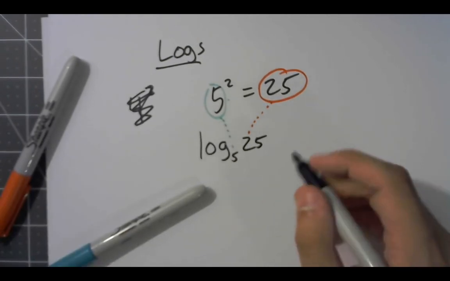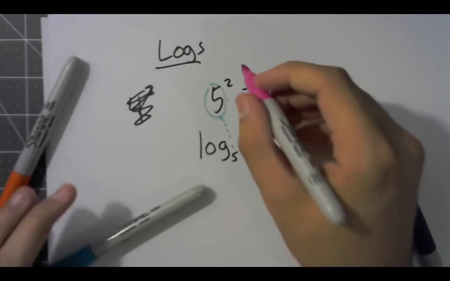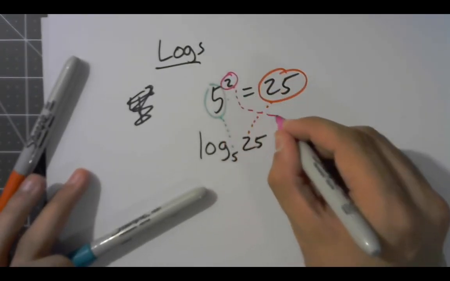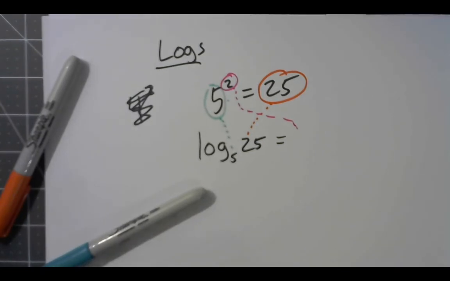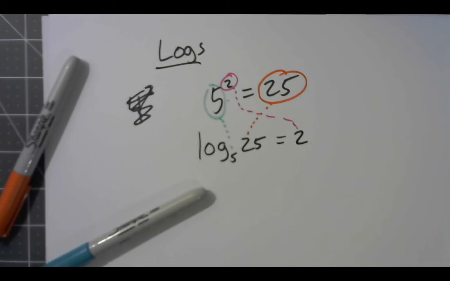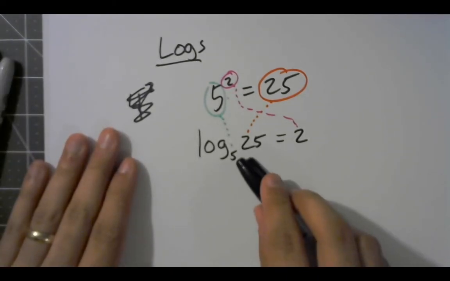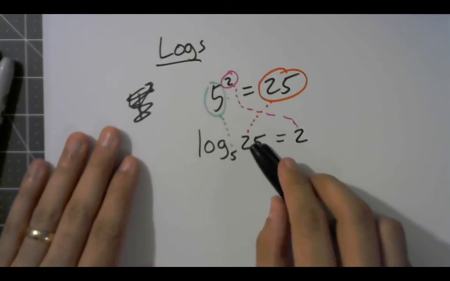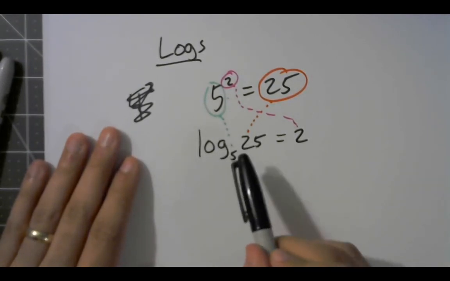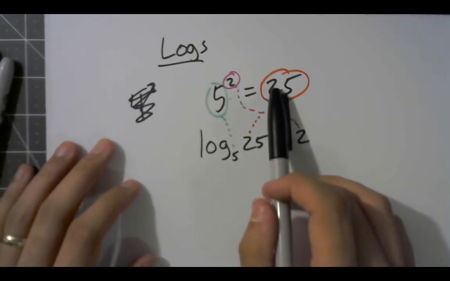5 to what power gives me 25? Well, the answer to that, the power that takes 5 and gets me 25 is 2. So I have log 5 of 25 equals 2. It's a question of what is my exponent if I had this and I got to this. What exponent gets me from 5 to 25? Well, that exponent is 2. Conversely, you can go the other way around.